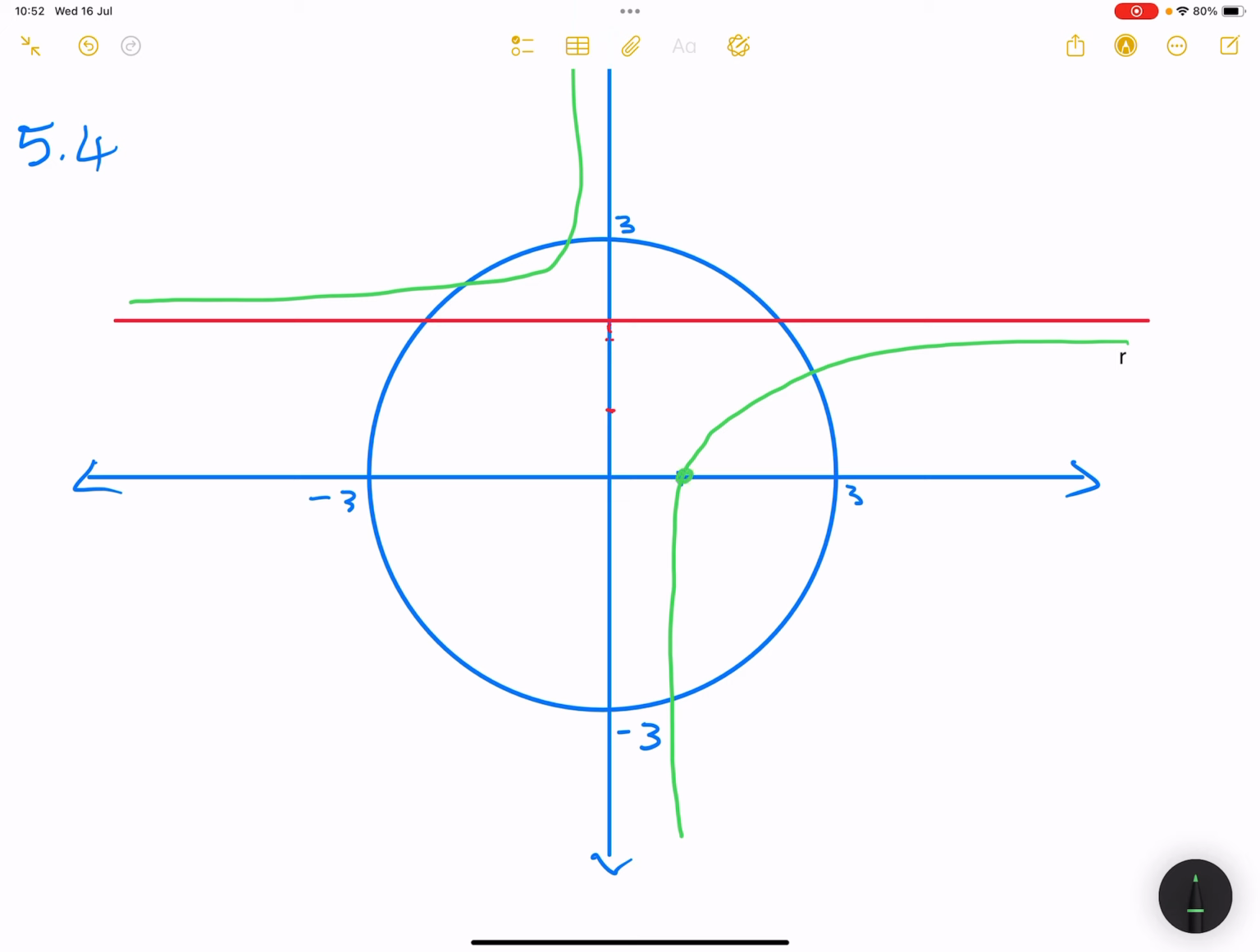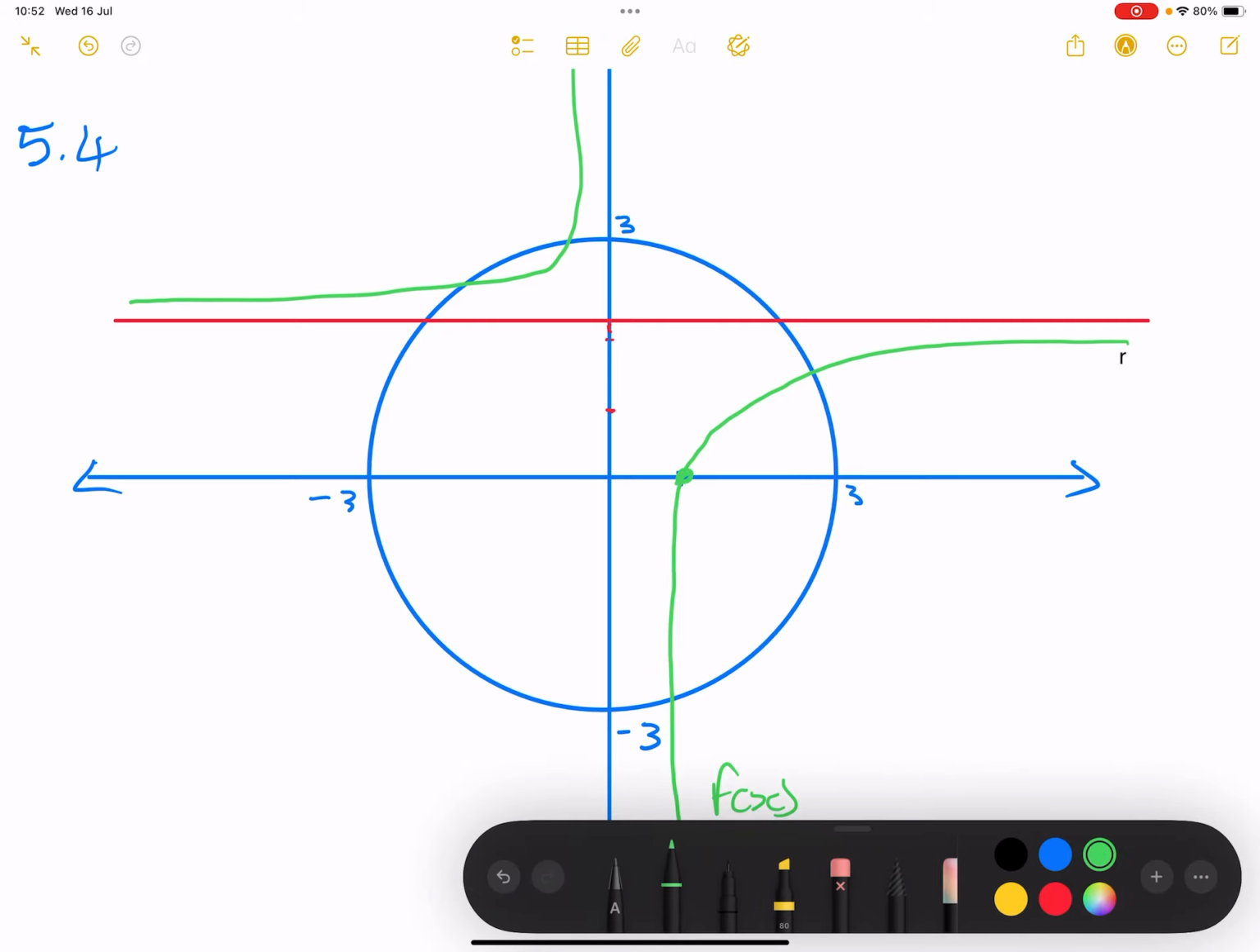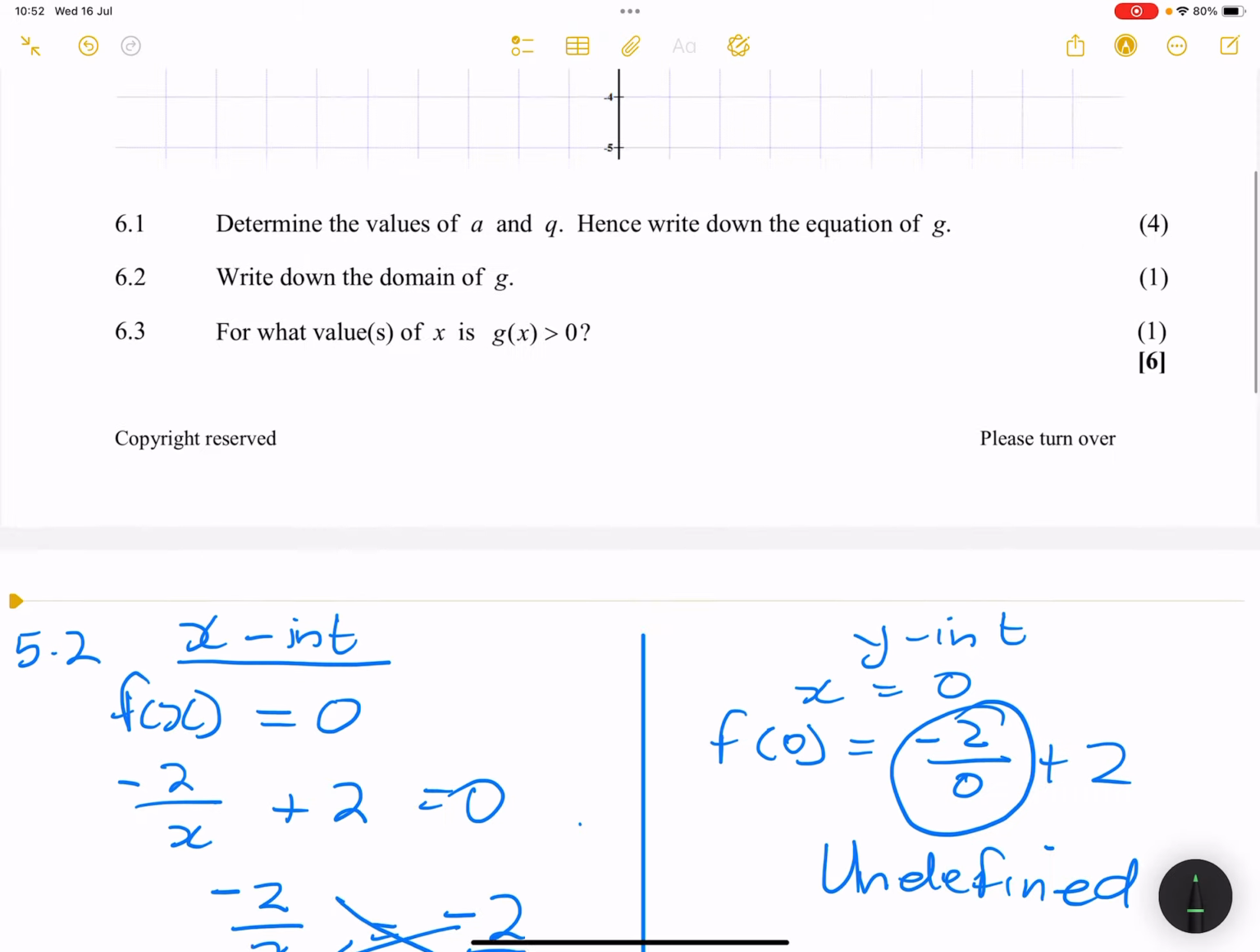It's cutting at x is equal to 1. So we know that this is going to be our f of x. The green graph is f of x. And of course, the other one is our circle.